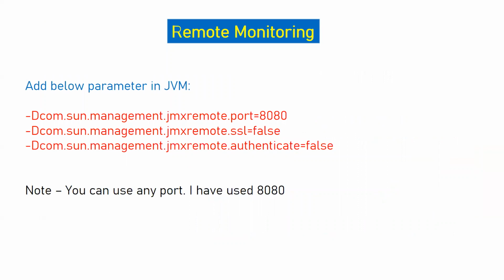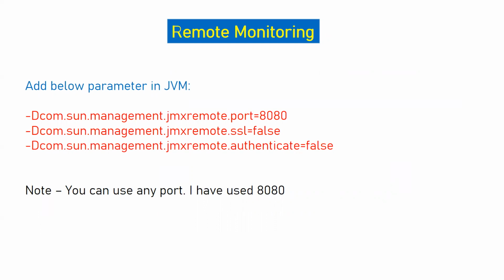And when we talk about remote monitoring, as I said, if you want to register a remote managed server or admin server or node manager, then for that you have to add these three parameters in your JVM configuration: a JMX remote port, then remote SSL as false, and then remote authentication as false. That means we are not going to use SSL for this connection. We are not going to use any kind of authentication for this connection. And the JMX remote port will be 8080.